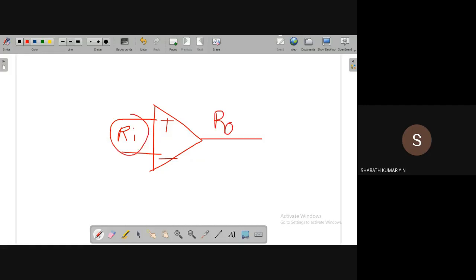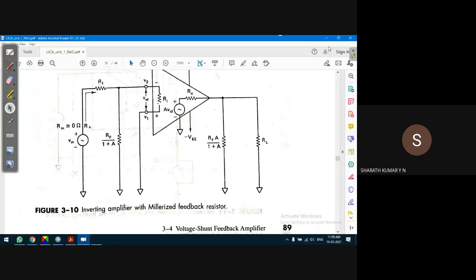But this Ri and R0, just a second, somebody is at the door. Just a second.